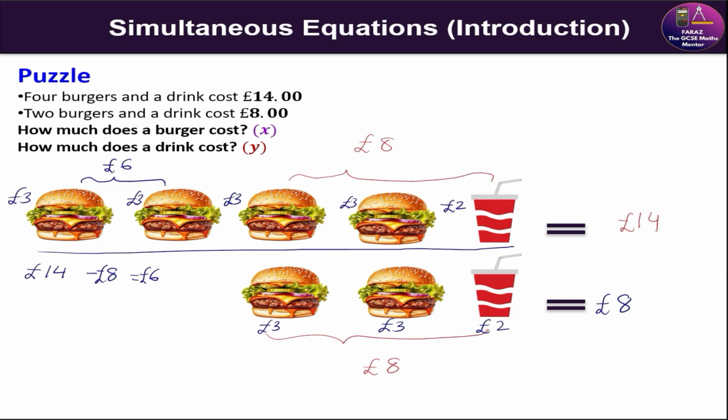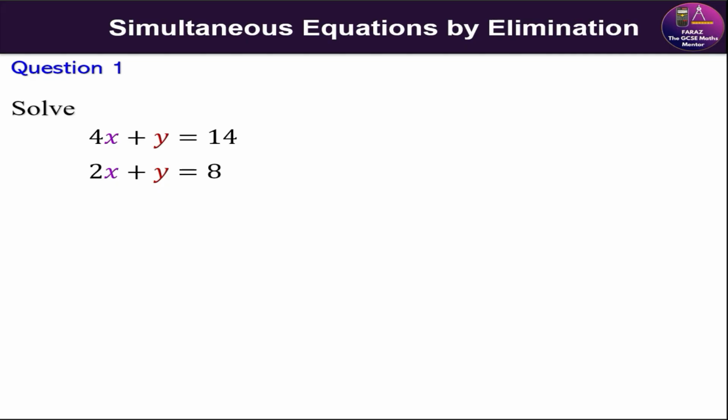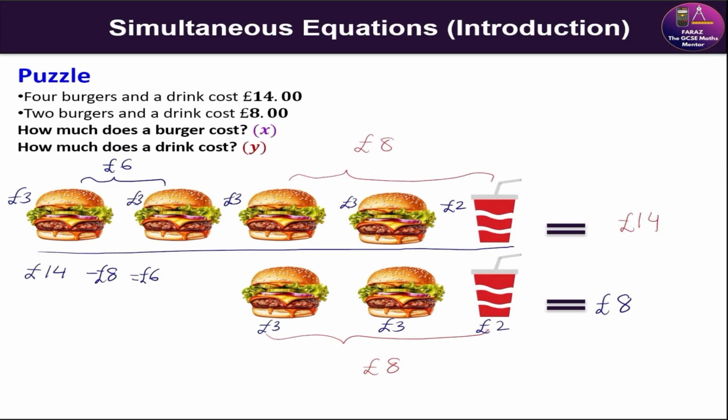Alright, we are now going to link this puzzle with the simultaneous equations in this way. 4x, where x means burger and y means drink. Alright, so 4x and burger cost how much?